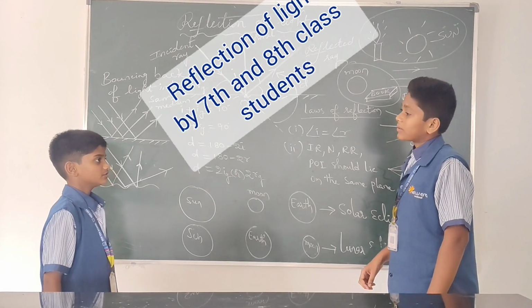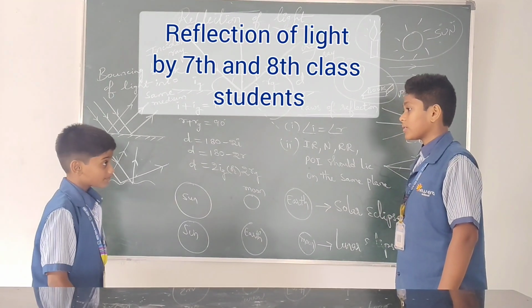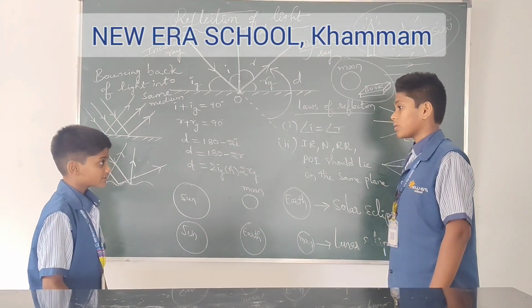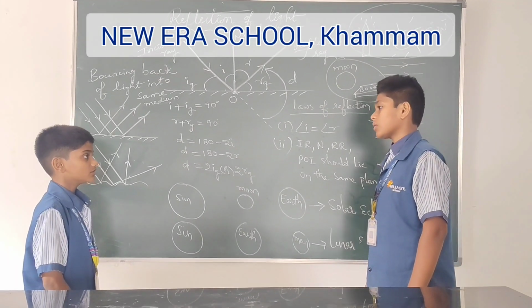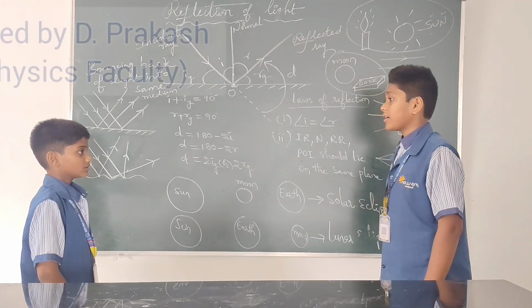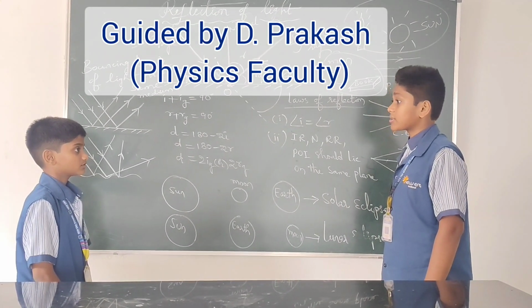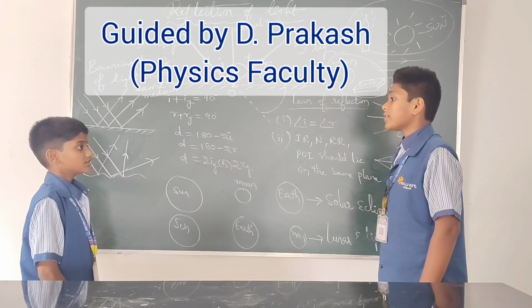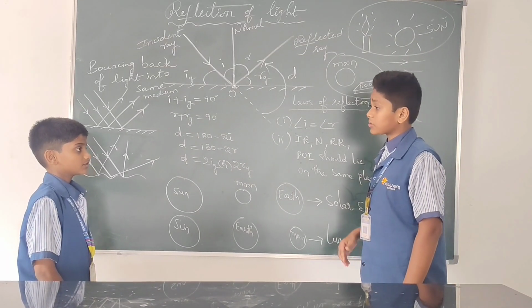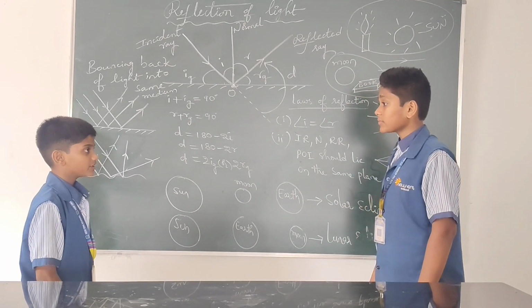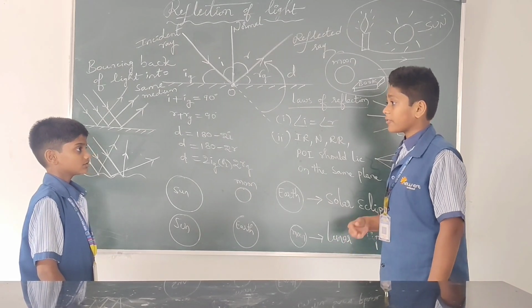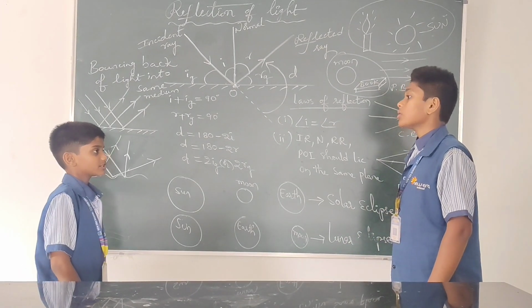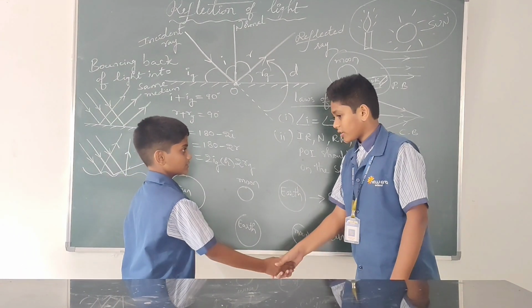Excuse me, Jason. Yes. Yesterday I was absent from school. Could you please revise the chapter? Yesterday's chapter? Yes. So yesterday, what is light and what is the speed of light? Light is a form of energy that helps us to see objects. The speed of light is 3 into 10 power 8 meters per second. Okay, thank you. Let us meet in class. Okay, you're welcome.